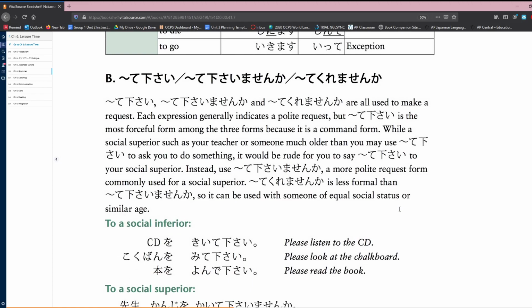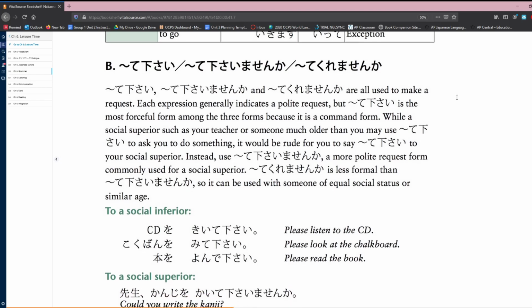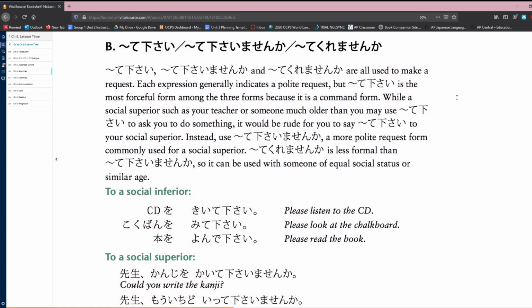So let's talk about making those polite requests. So we have te kudasai, te kudasaimasen ka, and te kuremasen ka. These are all used to make a request, and each expression generally indicates a polite request, but te kudasai is considered the more forceful amongst the 3 because it's seen as a command. While a social superior, such as me, your teacher, or someone older than you may use te kudasai to ask you to do something, it would be rude for you to say te kudasai to your social superior.